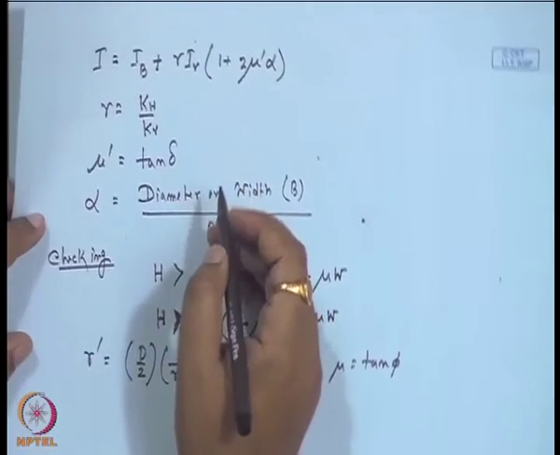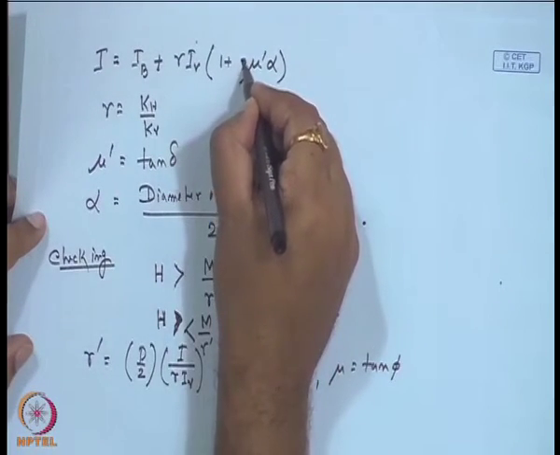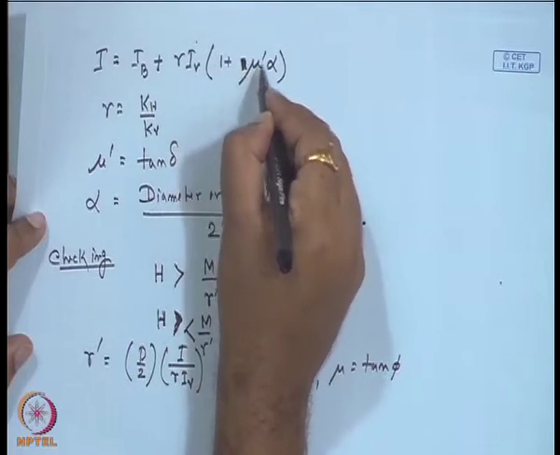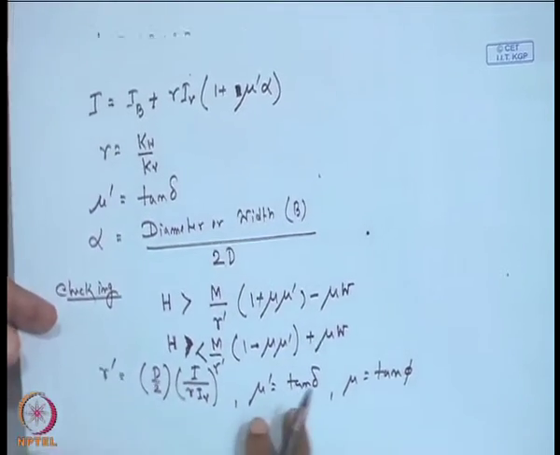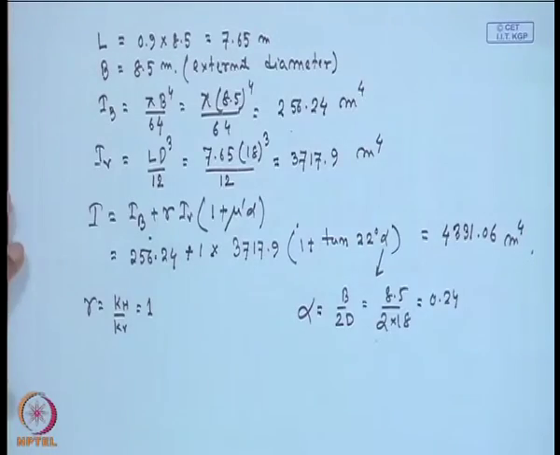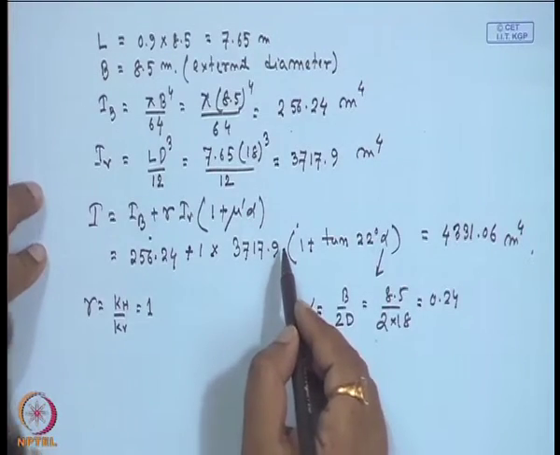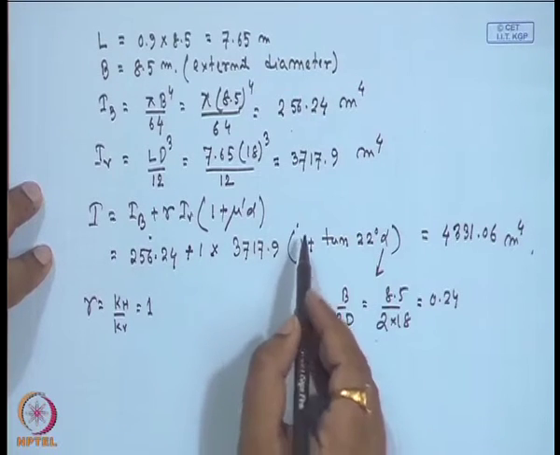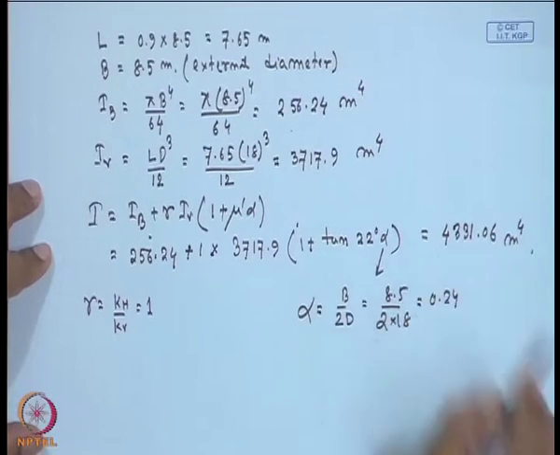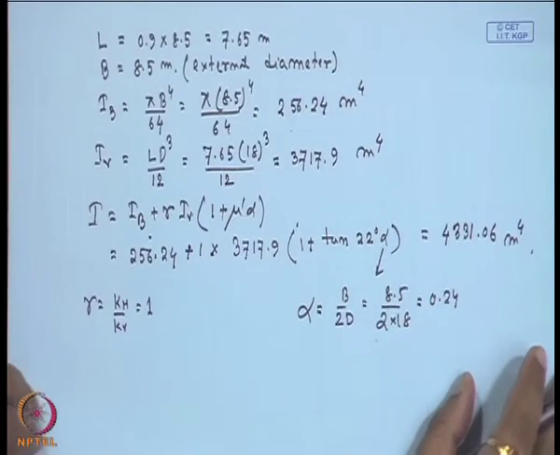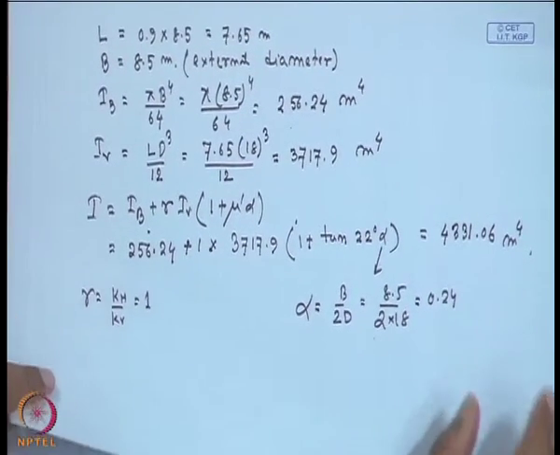So, in the last expression that was shown, there should not be a 2; that is 1 plus mu dash into alpha. So, you have to correct this equation. Here also this is I be 1 plus mu dash into alpha. So, that we will get this moment, that is the moment of inertia I.